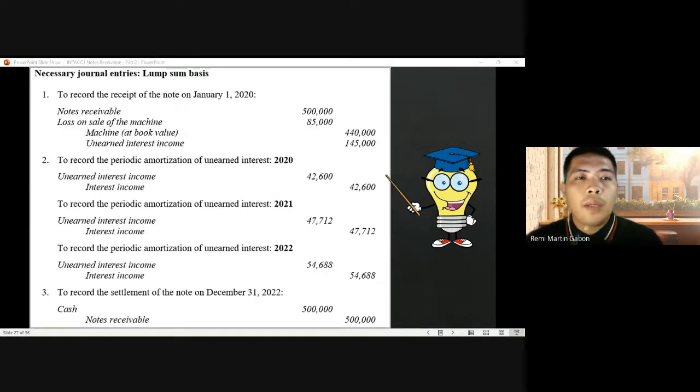Then to record the periodic amortization of unearned interest. Okay, unearned interest. Ano ba? Sorry.